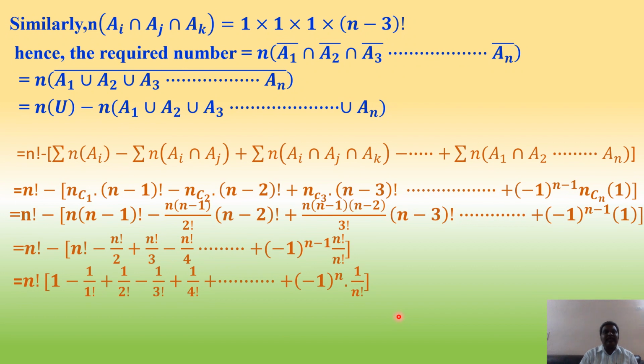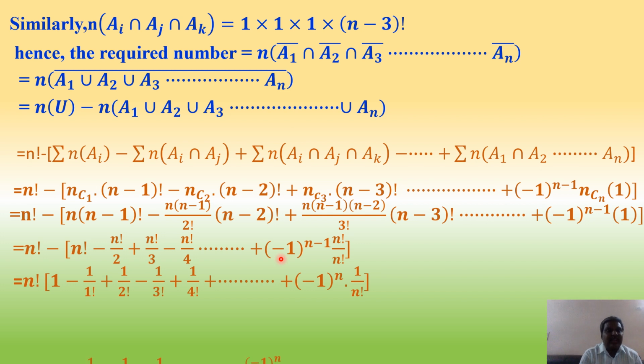Once you define my Ai like that, we can find n of A1 bar intersection A2 bar intersection, and so on up to An bar. This is my target. n of A1 bar is n of A1 union A2 union, and so on up to An. This is equivalent to this one, and this is equivalent to this one. This is the inclusion and exclusion concept I am applying here. So how are we getting NC2 here? We are taking two sets out of n sets in NC2 ways. In each case, we have n minus 2 factorial arrangements. Okay. This is the formula.